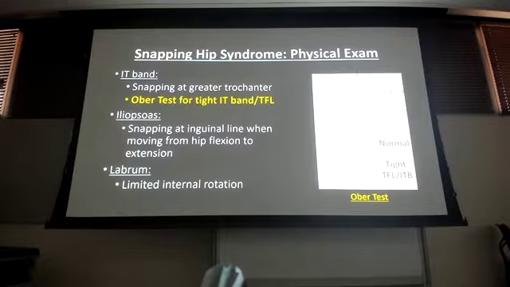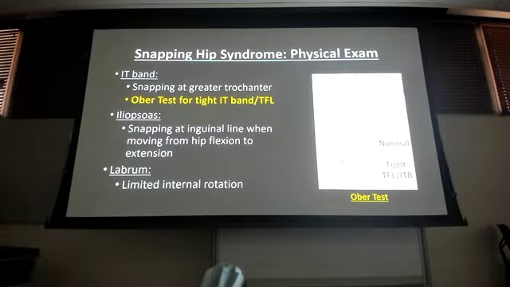So what are you testing with Ober? You're putting him in abduction and then letting him go and seeing how far down the leg goes to gauge how much tightness of the IT band they have. That makes sense, correct? Okay? All right? Good to go. All right, so again, we'll practice that in the lab, and we'll do it correctly.